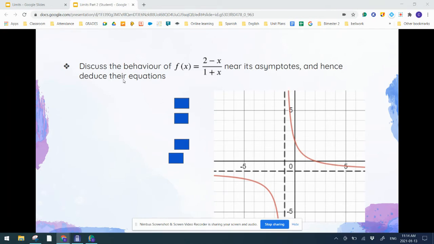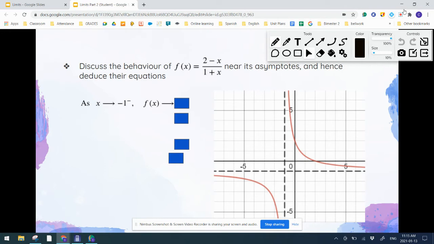And we're going to use the behavior of the graph near these asymptotes in order to deduce the equations of the asymptotes. So the first thing we need to look at is x as it approaches -1 from the left. This little minus up here tells us that we're approaching from the left. So we want to look at the left of -1 and see what's happening to our graph. As we approach -1 from the left, our graph is going down to -infinity. So f of x, our y value, is approaching -infinity.